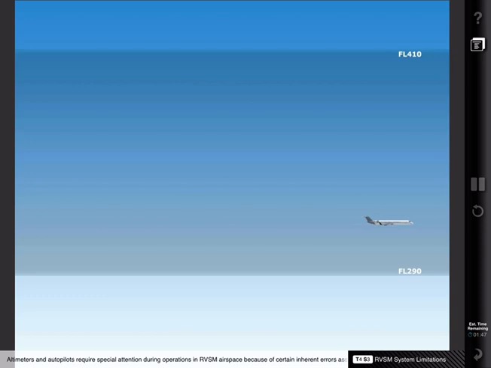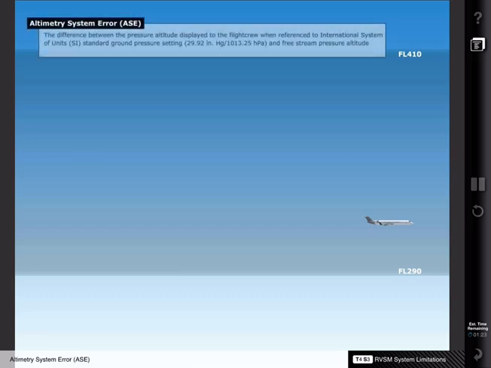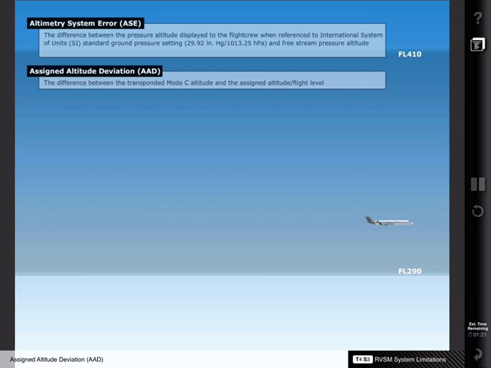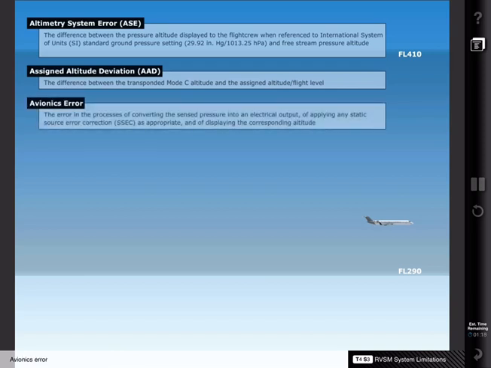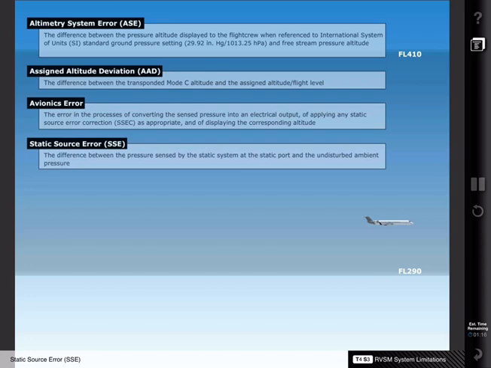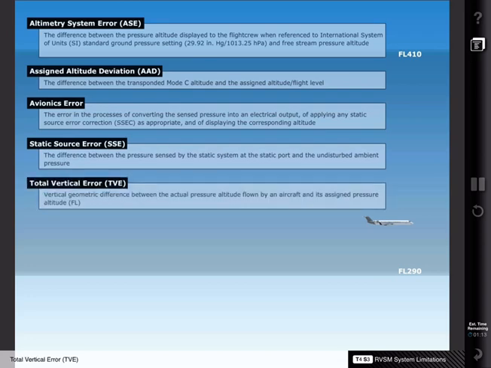Altimeters and autopilots require special attention during operations in RVSM airspace because of certain inherent errors associated with these systems. RVSM-approved aircraft must comply with system tolerances during certification and during normal operations to be considered airworthy. Altimetry systems and transponders may have the following errors: altimetry system error, assigned altitude deviation, avionics error, static source error, and total vertical error.